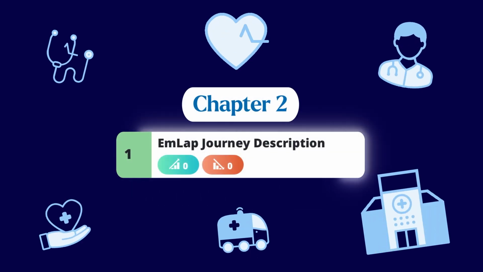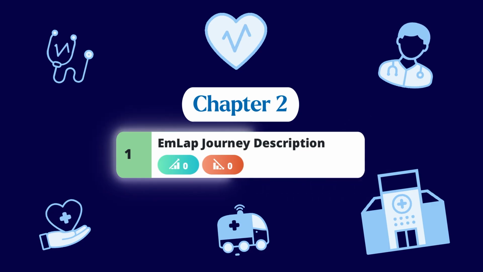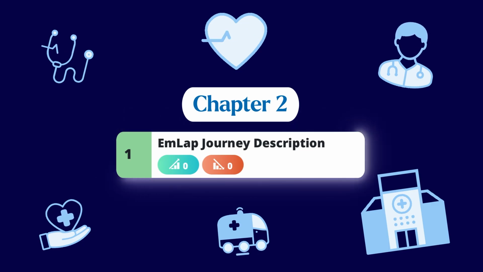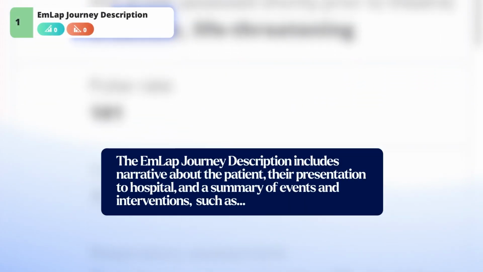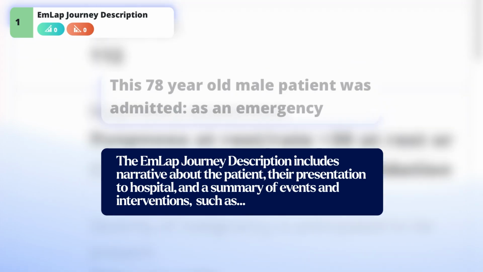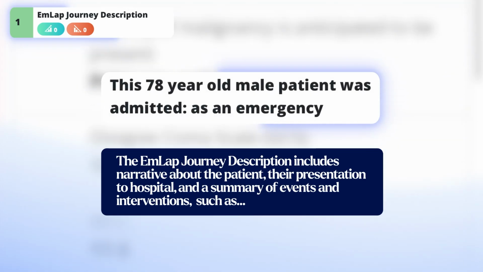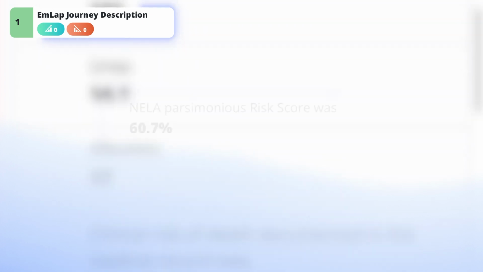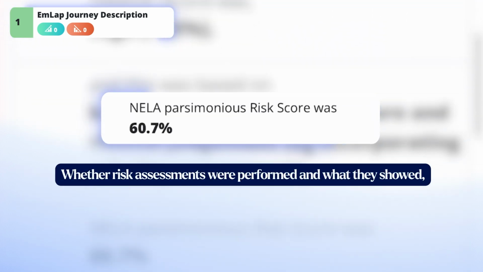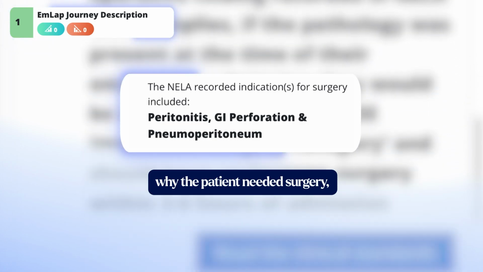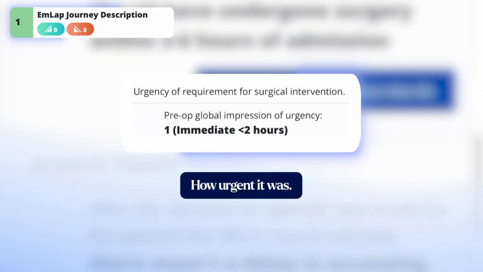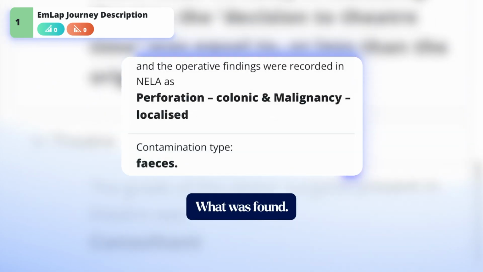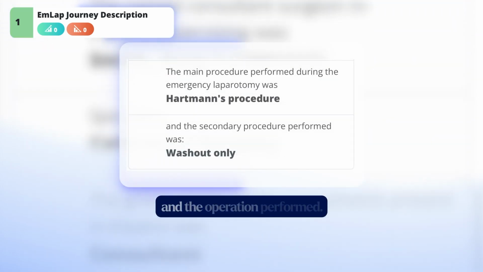This chapter covers Section 1 of QI Notify EmLap, the narrative description of the patient's journey. By scrolling through this section, you can easily view key details about the patient, their presentation to hospital, and a summary of events and interventions, such as whether risk assessments were performed and what they showed, the results of investigations, why the patient needed surgery, how urgent it was, what was found, and the operation performed.